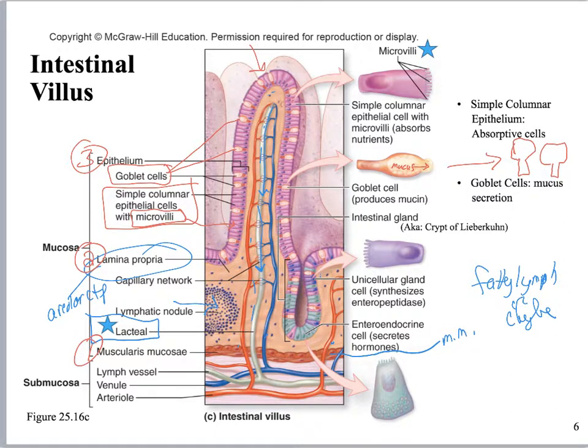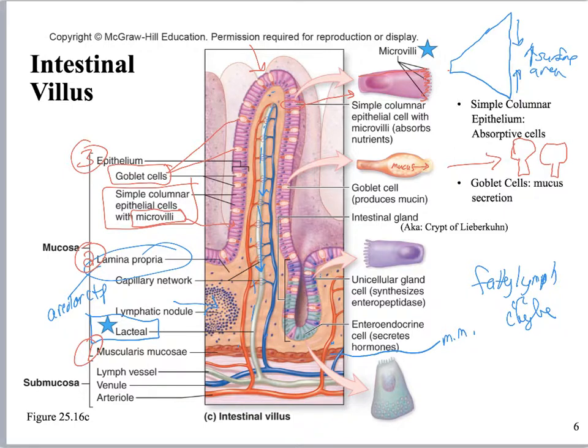Now, if we take one single cell and blow it up so you can see it, you can see that it's taken its plasma membrane and wrinkled it all up. If this was not wrinkled up, it would look like this. So by wrinkling it up like an accordion or a fan, we increase surface area for absorption and secretion.